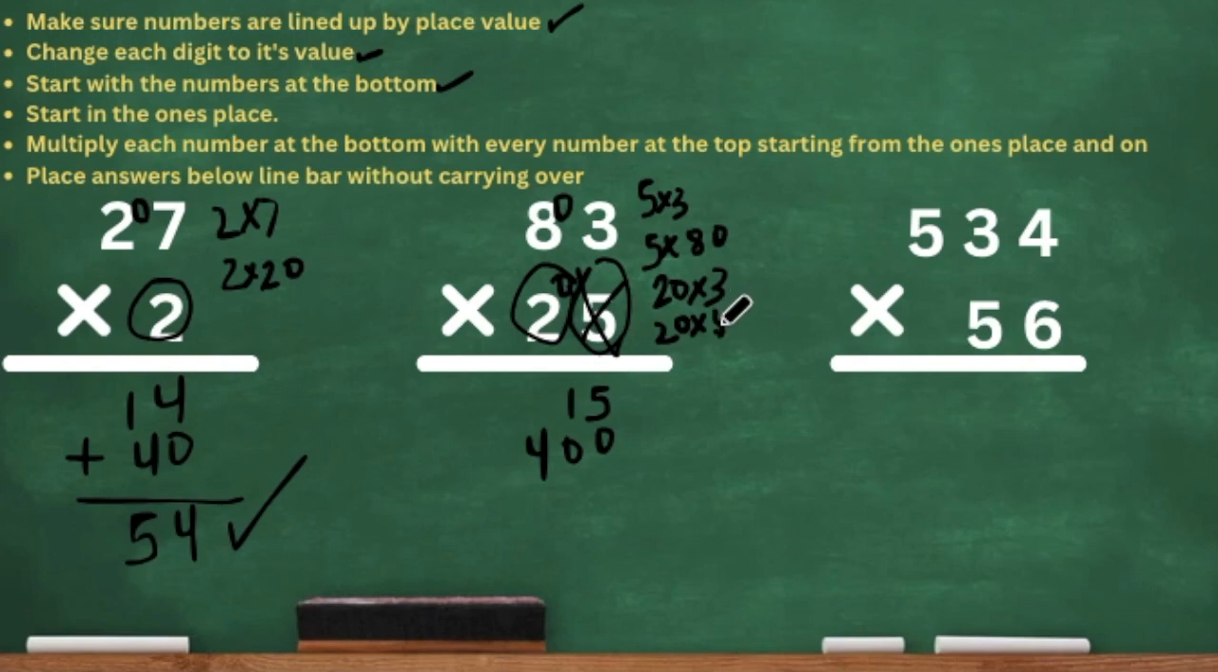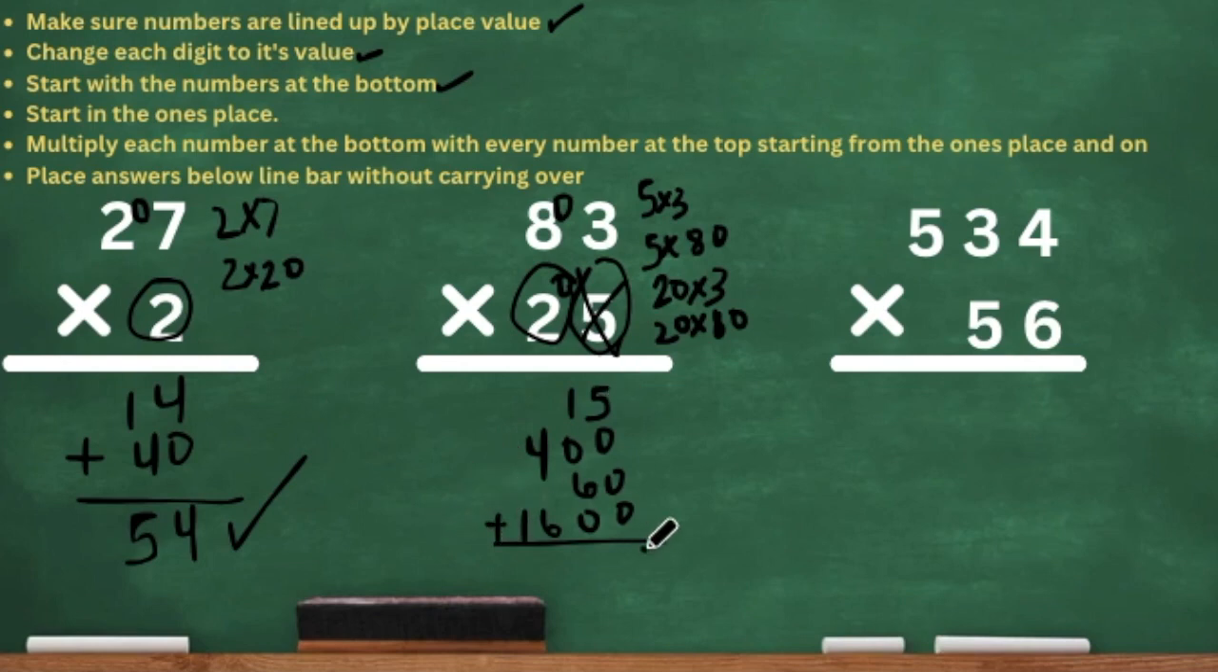1,600. But first, let's go back to the 20 times 3, which is 60. I'm going to put that there. And then the 20 times the 80 is 1,600. So remember, I write my numbers backwards, starting from the right to the left. So let's add it up.